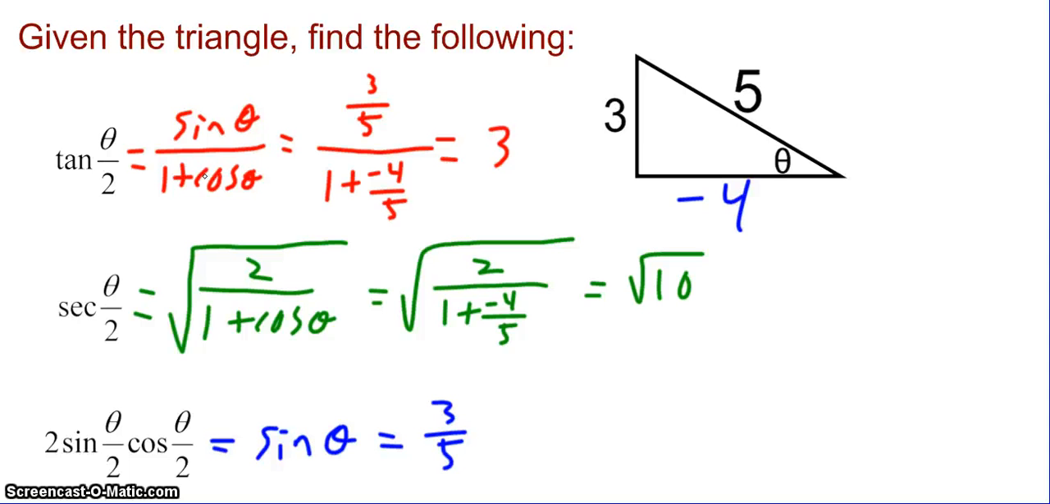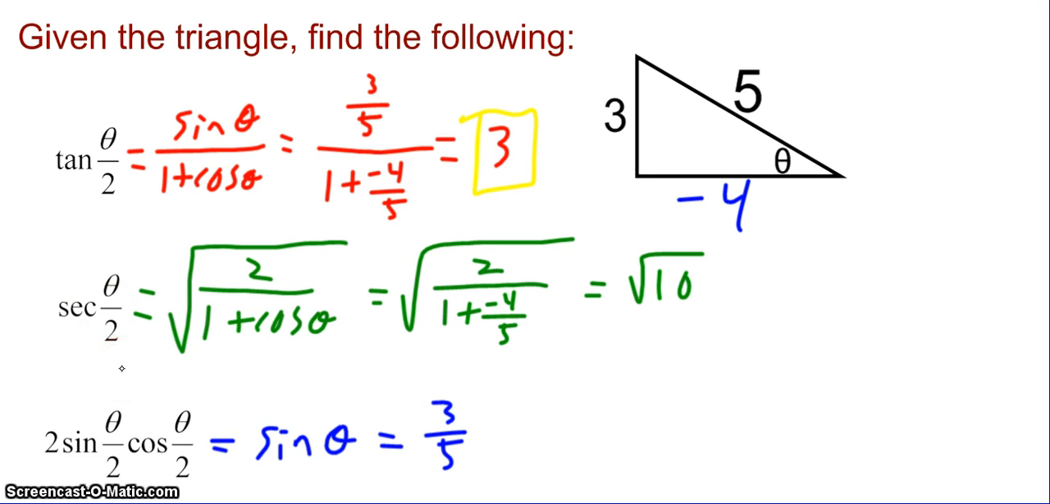It's going to be the plus though, because where's theta? Theta is in the second quadrant, therefore theta over 2 would be in the first quadrant. So all of these are going to come out to be positive here. Okay, so this is what I did. Then sine of theta is 3/5, cosine theta is -4/5, and so when I simplify this, I end up with tangent of theta over 2 is 3.